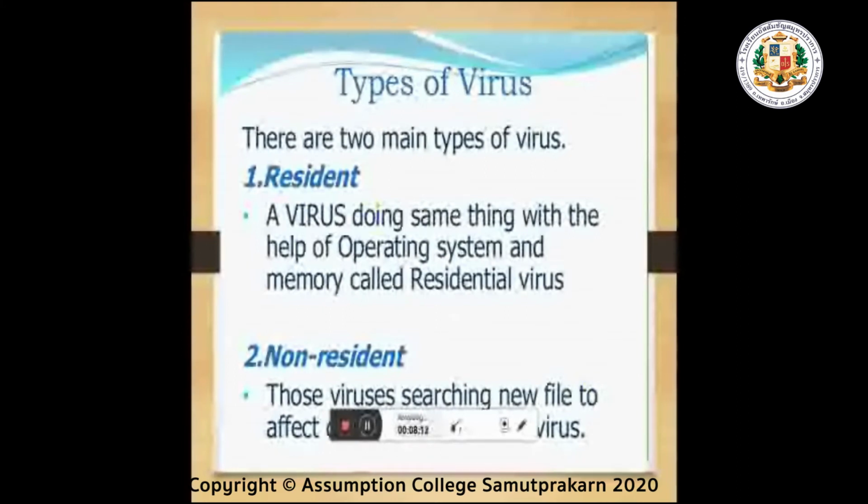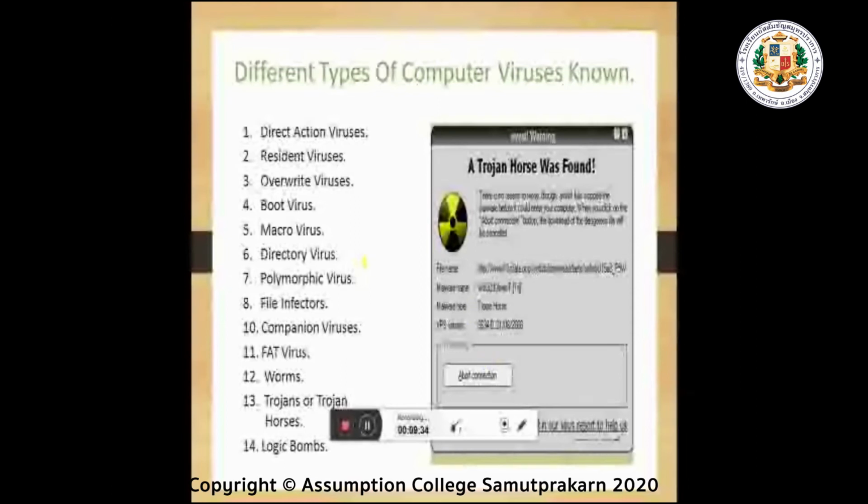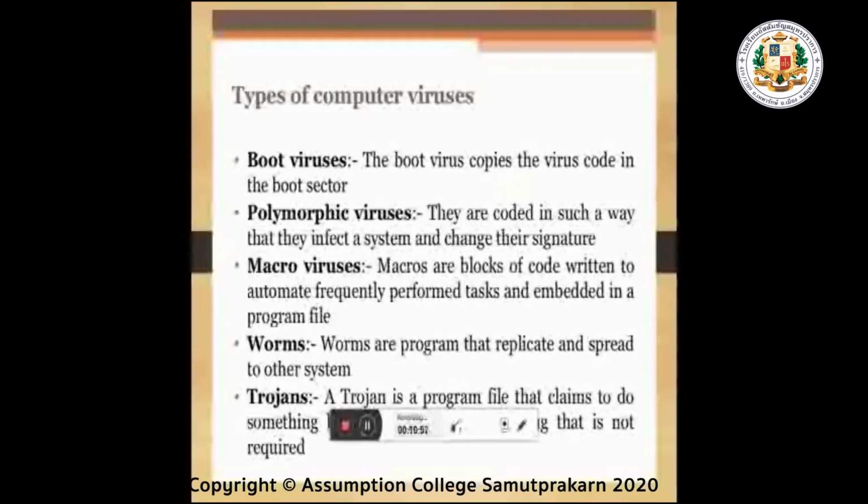So what are the two types of virus? One is the resident virus, a virus that can do the same thing with the help of the operating system and memory. Number two, the non-resident. Those viruses can search for new files and affect your computer files. So here are some other different types of computer viruses. Let me give you 5 types of viruses that you can encounter in your computers.